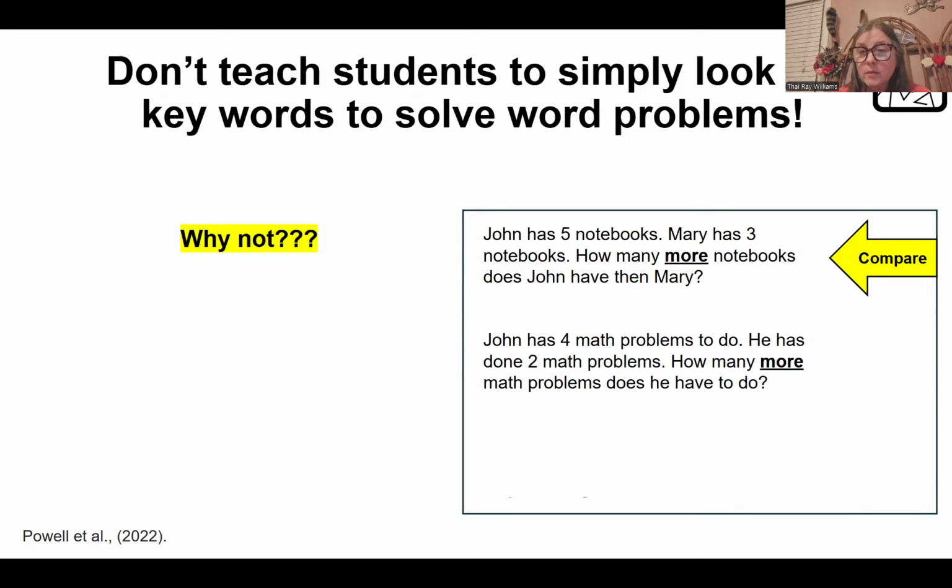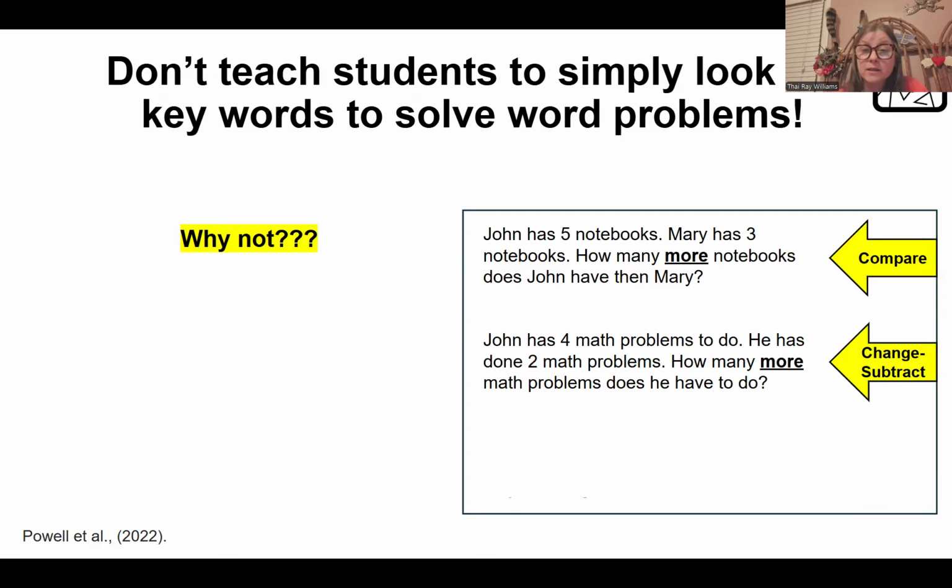John has 4 math problems to do. He has done 2 math problems. How many more math problems does he have to do? And in this case, these do not have the anchor sentences in there because we're only looking at the structure. I want to make sure I say that. This is a change subtract problem, but it also has that word more in it. And if you only taught the word more, how would you know what to do? And would you get it correct?